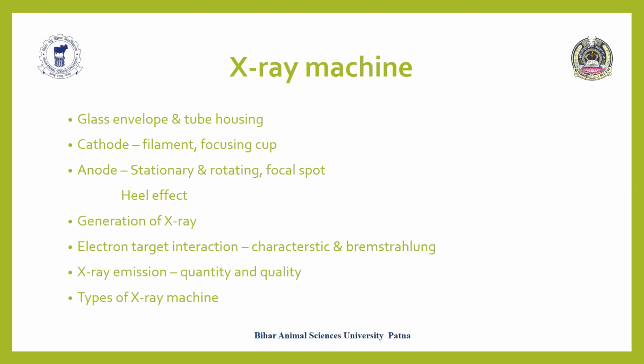Then you should know the components of the X-ray machine: the cathode side, the anode side, how X-rays are produced, and how the electrons move from cathode towards anode. What is the glass envelope and tube housing, what is their importance, what elements they are made of, and why. What are the properties because of which the cathode is of one element and the anode of another. Then you should know how these electrons interact with the target, whether characteristic radiation or Bremsstrahlung radiation is produced. So go through these topics in brief.